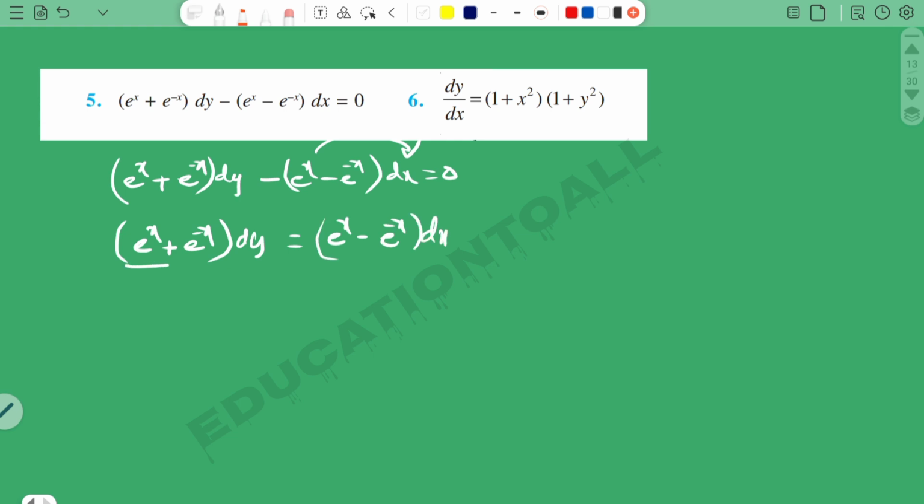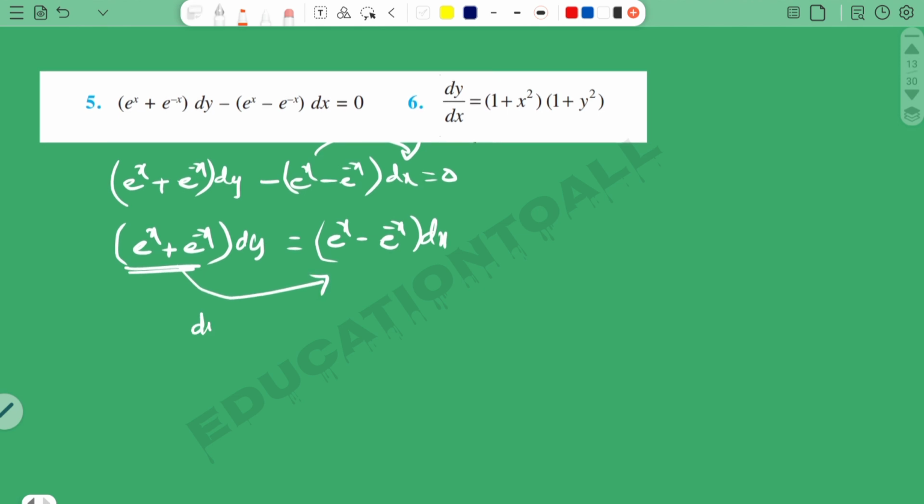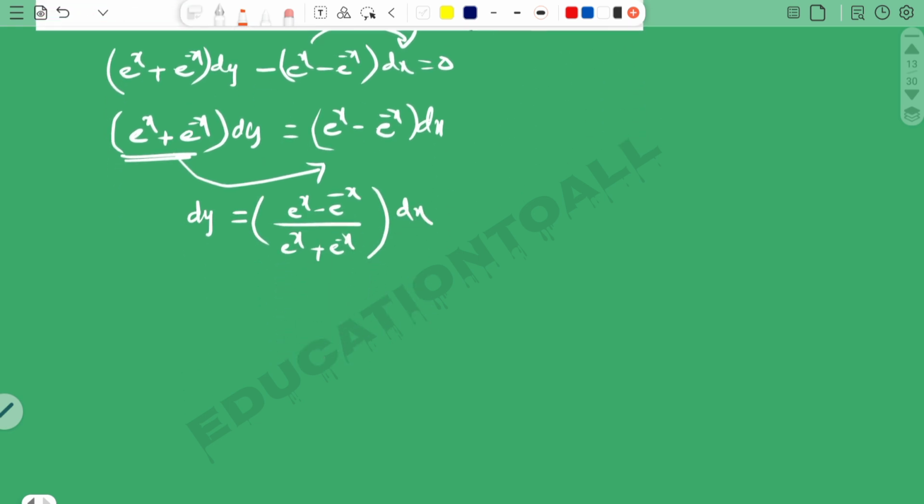So it is having a variable x on the left hand side. So send this to the opposite side. We have dy only on the left hand side, which is equal to (e power x minus e power minus x) divided by (e power x plus e power minus x) into dx. Now all variables are separated, then apply the integration on both the sides.